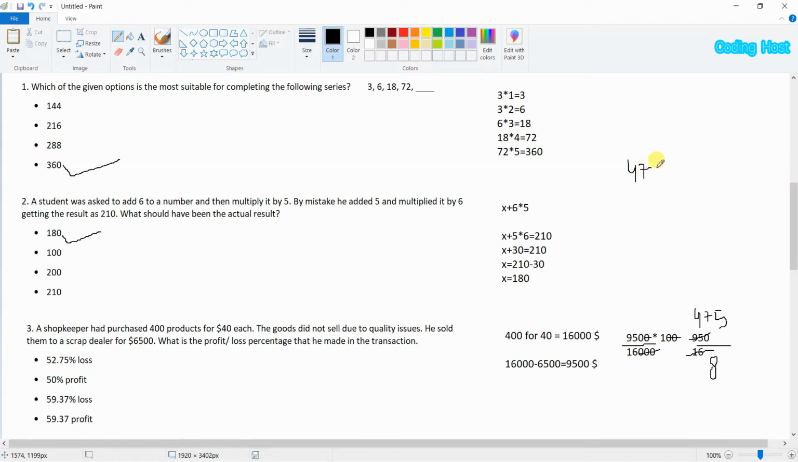So 475 divided by 8. 8 into 5 is 40, and then we get 75 here. Then 8 into 9 is 72. Then we get 3 here, and then a decimal, so it becomes 30. So 8 into 3, and we get 59.3. Here there are two options, 59.37 with loss and with profit. The correct answer is C, because he got a loss of 59.37 percent.